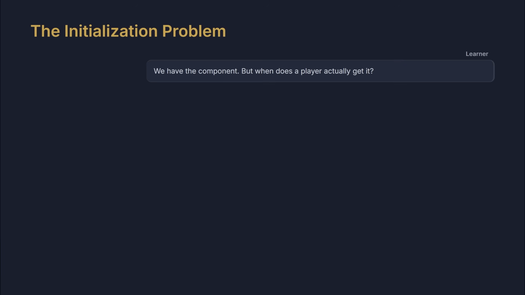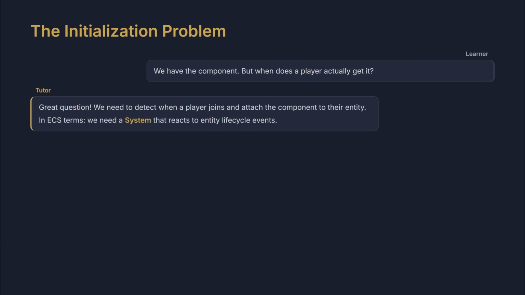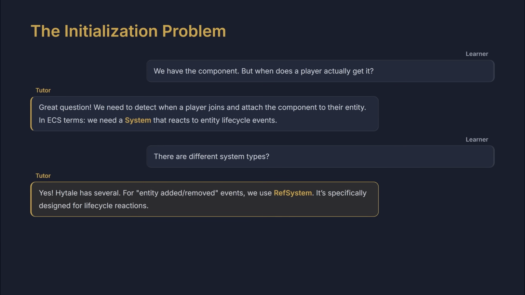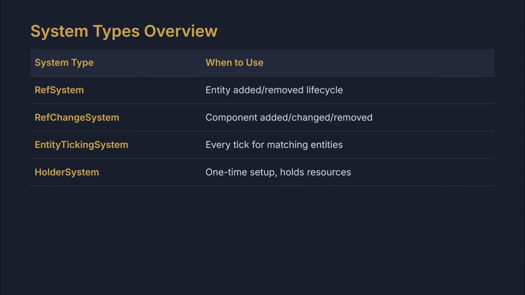So we have the component, but when does a player actually get it? We need to detect when a player joins and attach the component to their entity. In ECS terms, we need a system that reacts to entity lifecycle events. As you might know, there are different system types, and for entity added and removed events, we use the so-called RefSystem. It's specifically designed for lifecycle reactions.